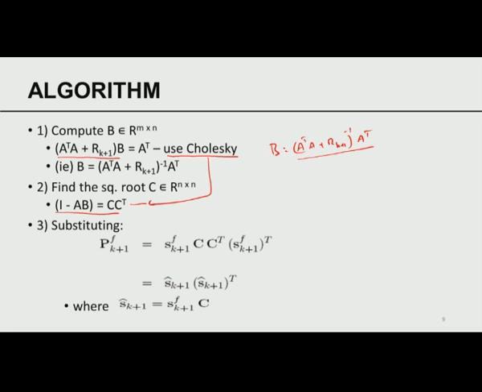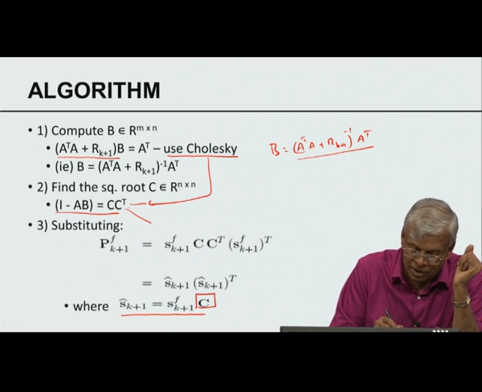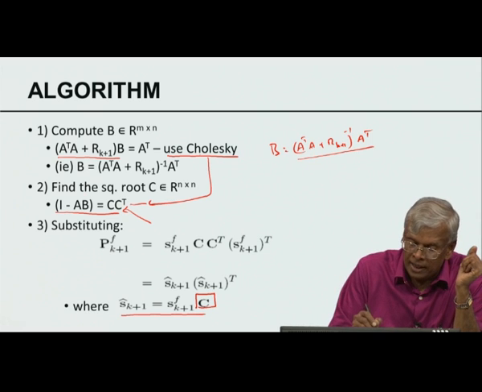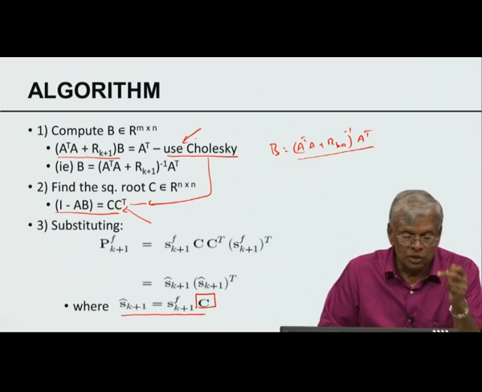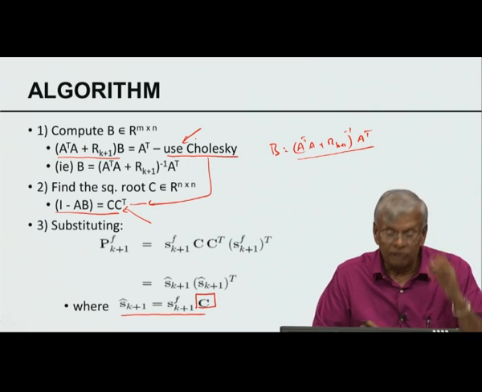I am now going to define xk plus 1 hat times xk plus 1 hat transpose, where sk plus 1 hat is equal to sk plus 1 f times c. So this is one of the fundamental equations in the square root operations. The key is to find c. To find c, I have to do a factorization here, and to find b, I have to solve a linear system. So by doing steps 1, 2 and 3, I can find c.